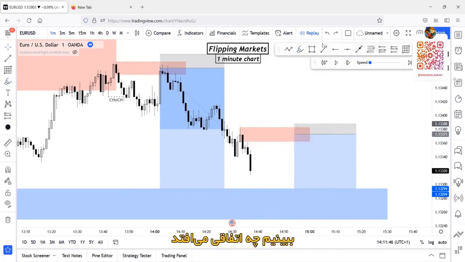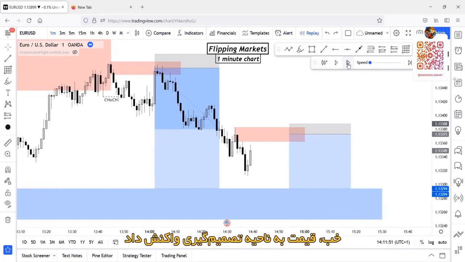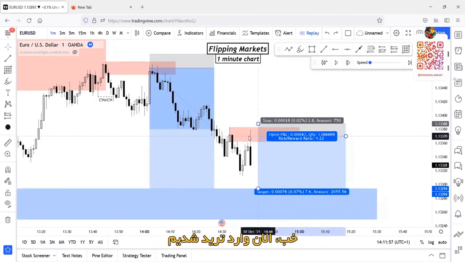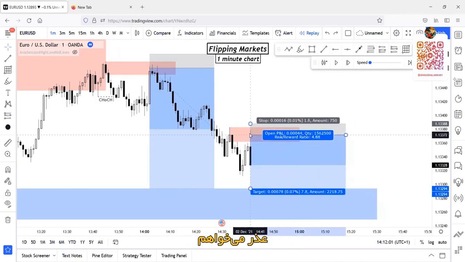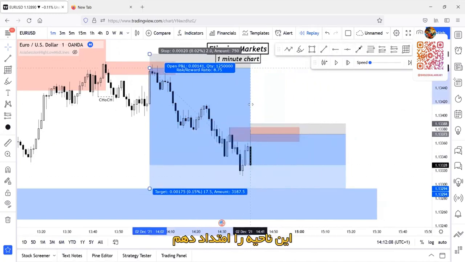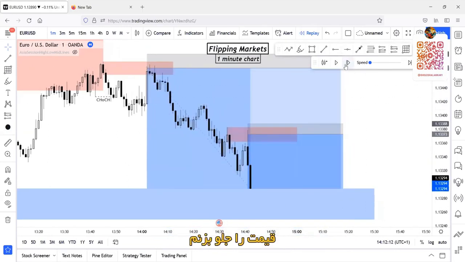Let's see what happens. Play price. Okay, price reacting on the decisional one. Reaction. Okay, and now we are tagged into the trade again. So I will just extend this zone also. Let's play price. Okay, and TP hit.